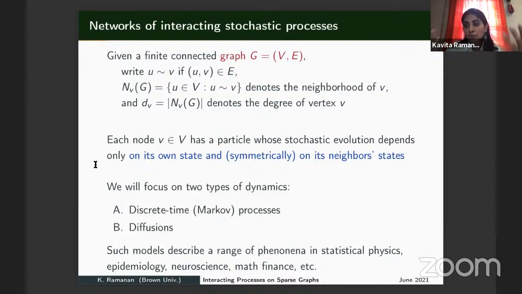And so one could consider, of course, different kinds of dynamics that do this. And in fact, our work does do that. But today, I will focus on two cases. The first is the discrete time Markov processes. And the second will be diffusions. Okay, and such models describe a range of phenomena in statistical physics, epidemiology, neuroscience, math, finance, etc.